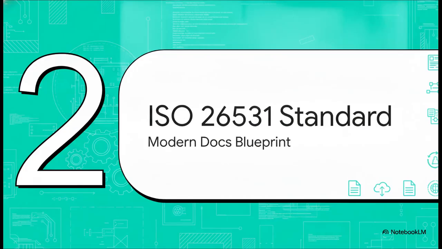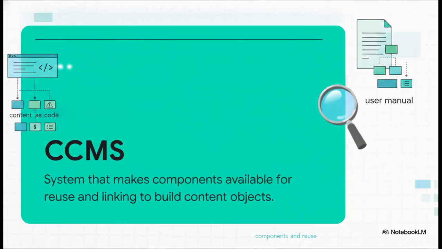Let's move on to Section 2. The ISO 26531 standard, basically a blueprint for modern documentation. So how do we actually escape the static file trap? The ISO 26531 standard argues for a very specific architectural shift, and that is the Component Content Management System, or CCMS. Now, a CCMS is a system that makes components available for reuse and linking to build content objects.